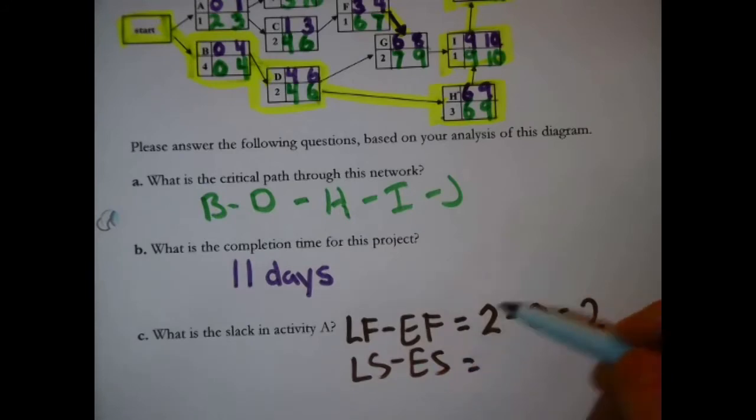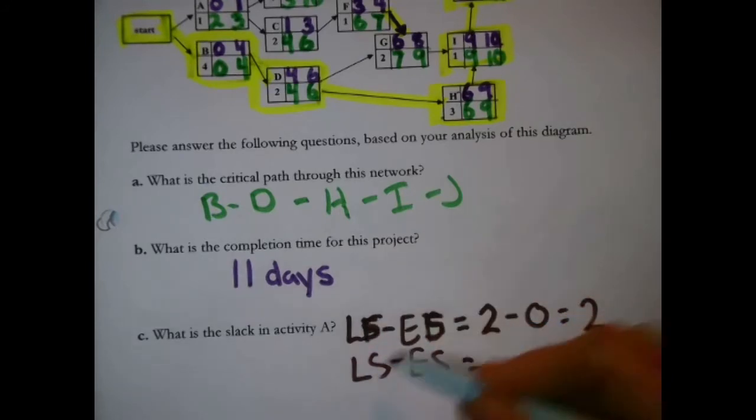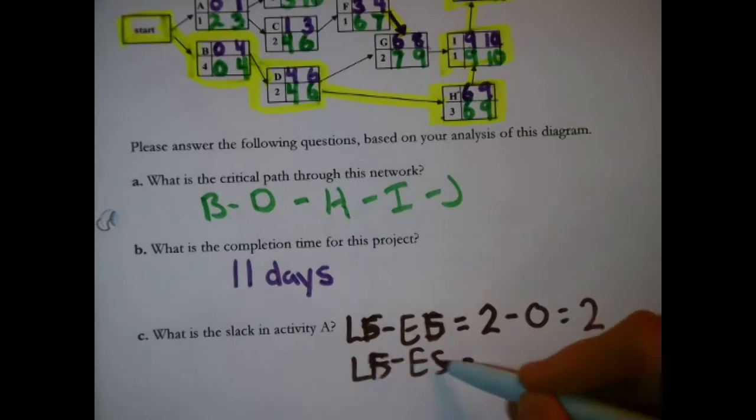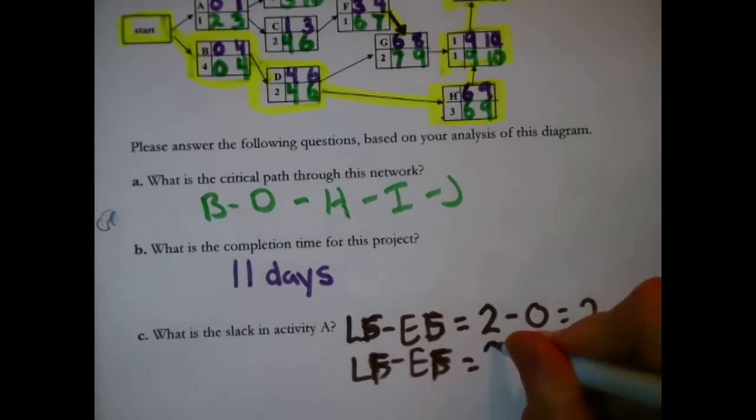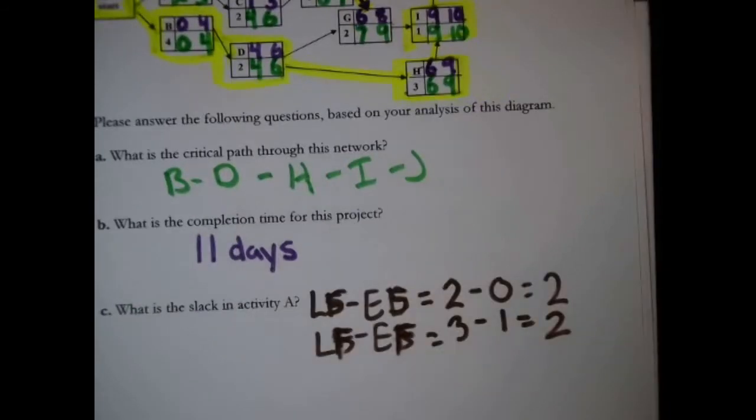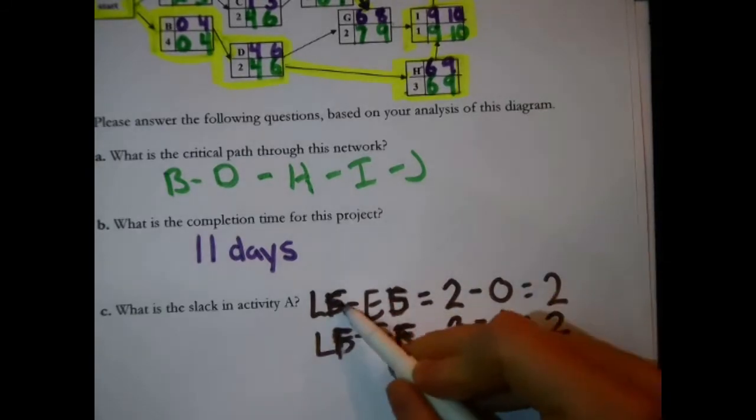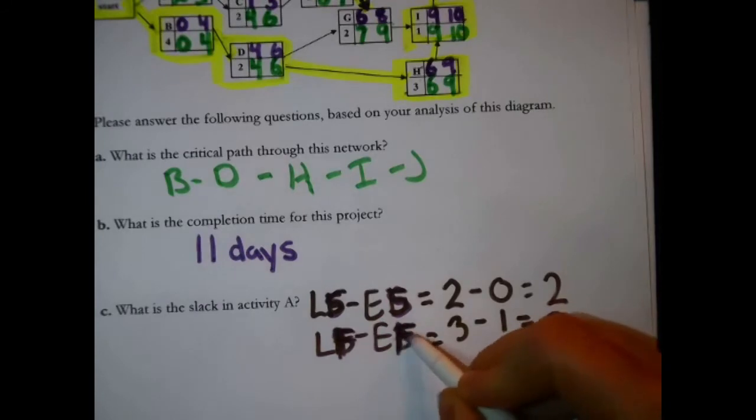Those are the start times. You'll get the same thing if you use the finish times. These are the F's: late finish time of 3, early finish time of 1, same old 2, gets you the same answer either way. All right, so that's really simple to answer. Those are F's, those are S's.